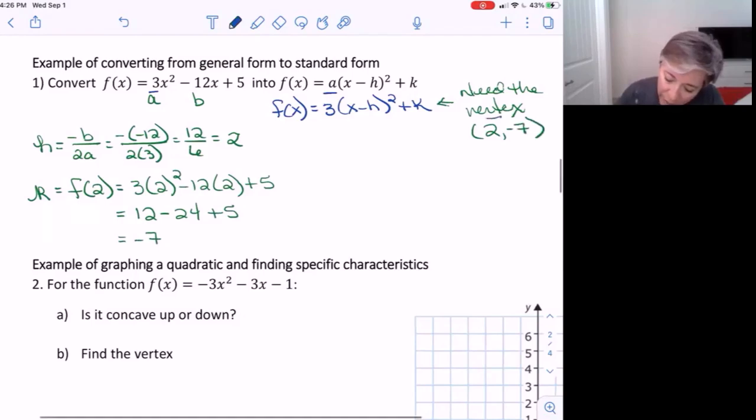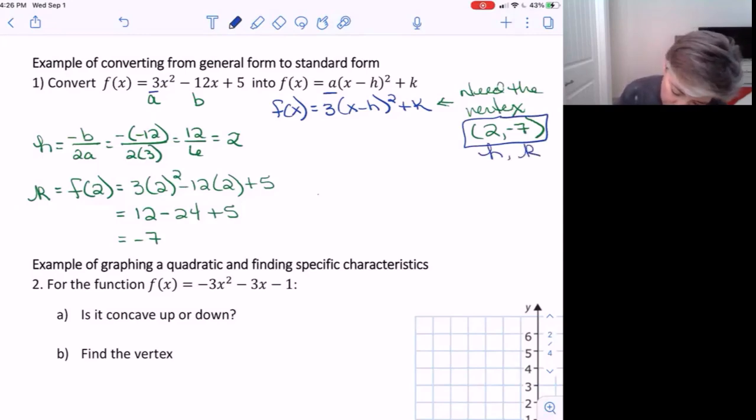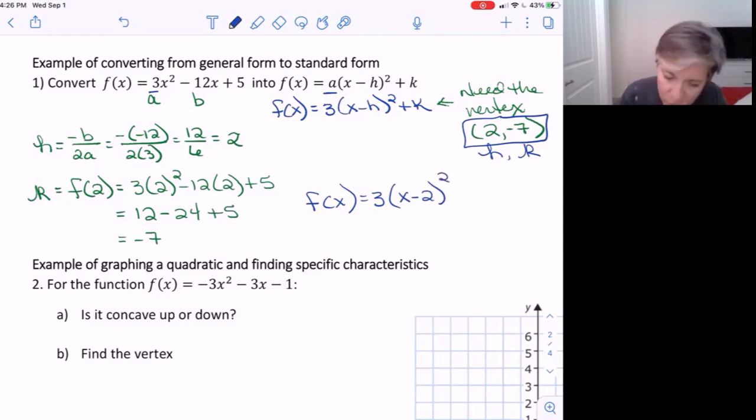So now that we have the vertex, we can plug that into our vertex form for the h and the k. So that gives us f of x equals 3 is still our leading coefficient, x minus our h, which is 2, quantity squared, plus our k, but our k is a negative 7, so plus a negative 7 is the same thing as minus 7.